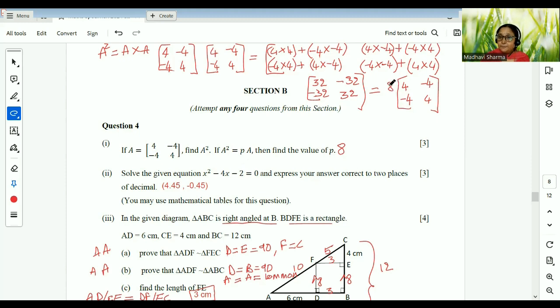I have solved this here, the matrices. The I got as P. This is the A again. Yes. And so P becomes 8.